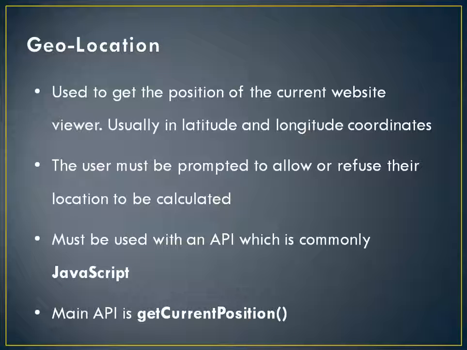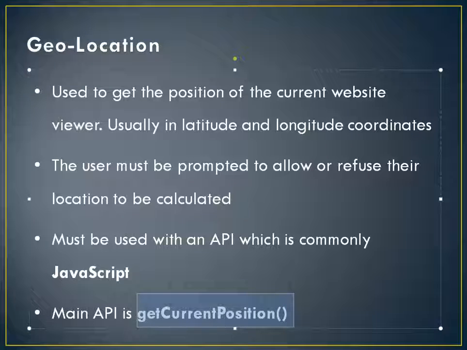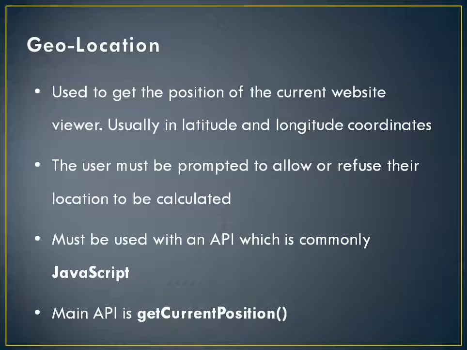And what we do is use the get current position API. So what it will do is it will grab the user's latitude and longitude, and then you can do what you want with that data. You can actually get the city they're in, the state, whatever, which is really helpful, especially in directory-based websites where you're searching for something that is local, is close to you.